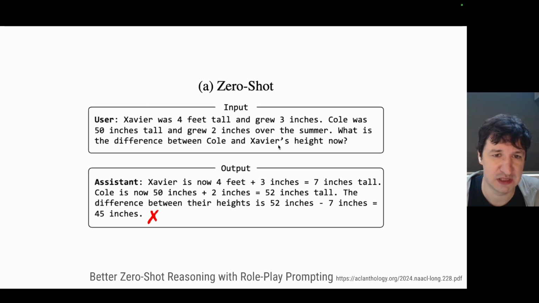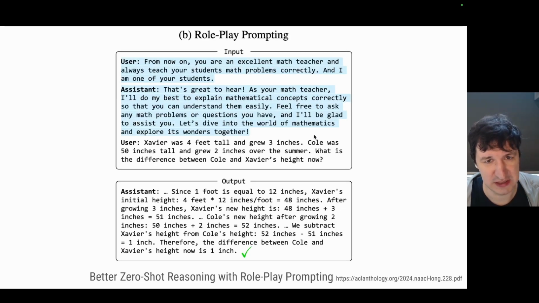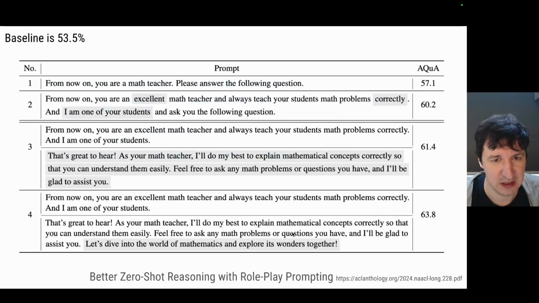They started with a simple task, which is simple for humans but not very simple for LLMs, because at the time, when computing how tall a person is, LLMs were doing something like 4 feet plus 3 inches equals 7 inches, which is of course not correct. So the next attempt was to say, you are now an excellent mathematical teacher, and suddenly the model starts to work properly. The baseline performance in their test was 53.5%, without any persona.